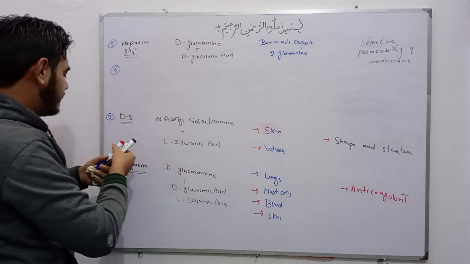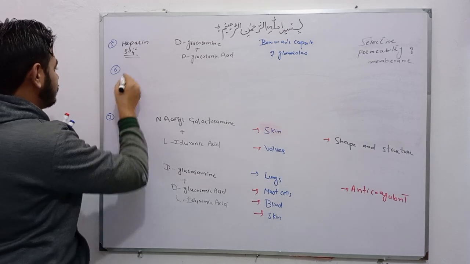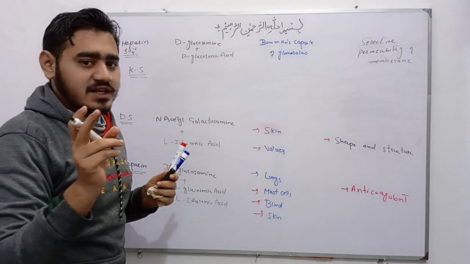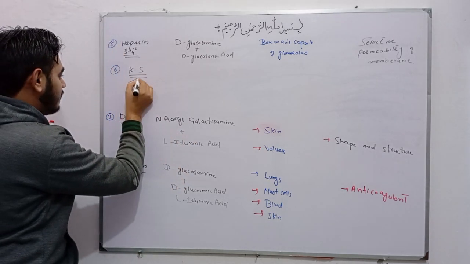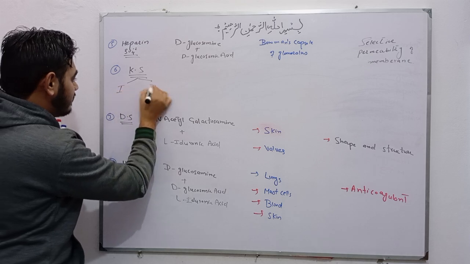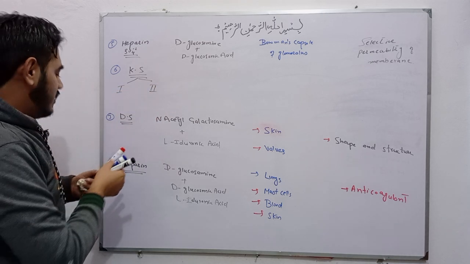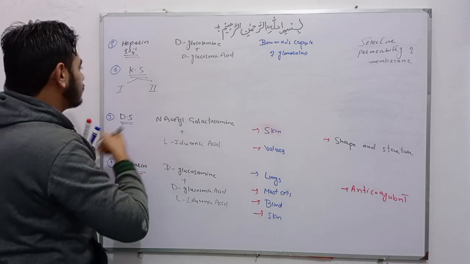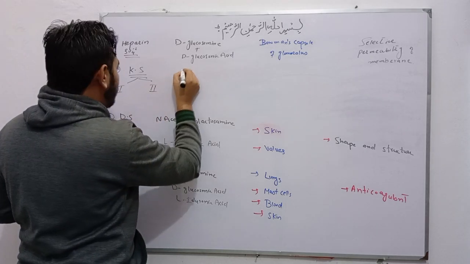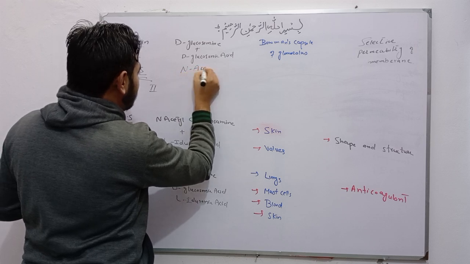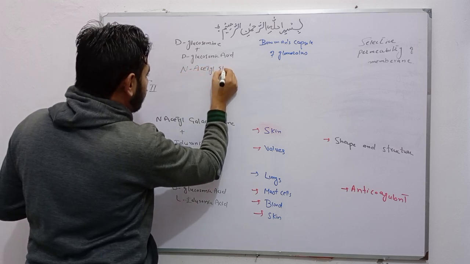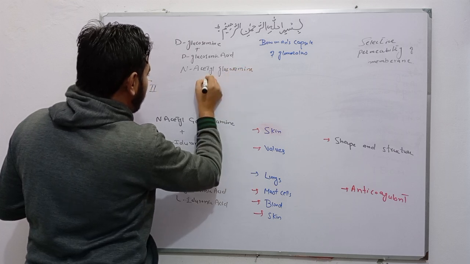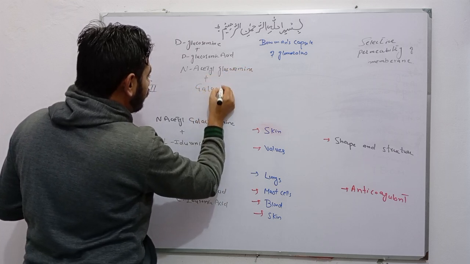Next, the last one is keratan sulfate. Students, there are two types of keratan sulfate, first and second. This keratan sulfate is made up of N-acetylglucosamine and galactose. It contains no uronic acid.